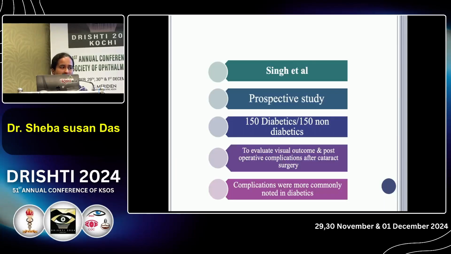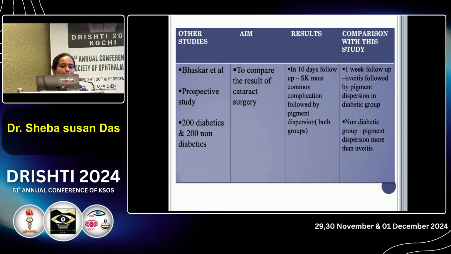So coming to the discussion part, a similar study was done by Singh et al., which was a prospective study done among 150 diabetic and 150 non-diabetic patients to evaluate the visual outcome and postoperative complications after cataract surgery, and the complications were more commonly noted in diabetics. A similar prospective study was done by Bhaskar et al. among 200 diabetic and 200 non-diabetic patients.